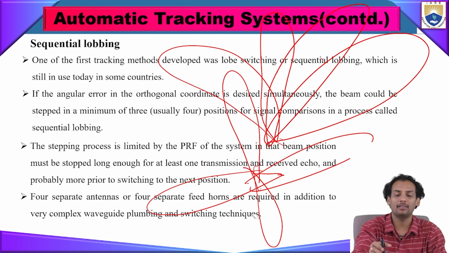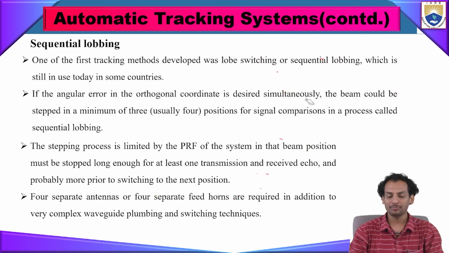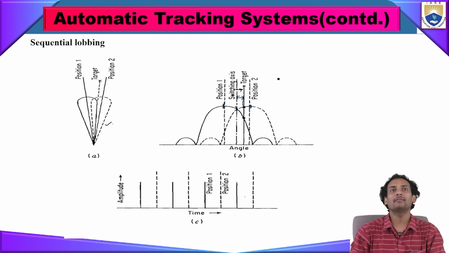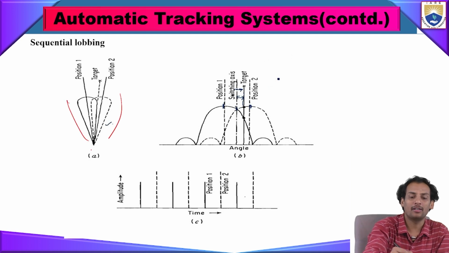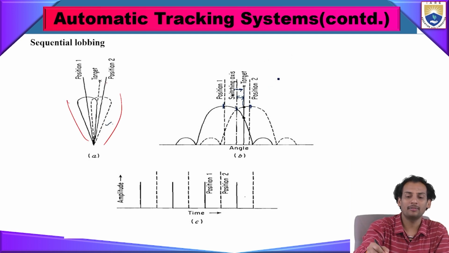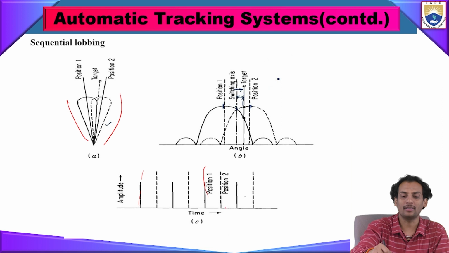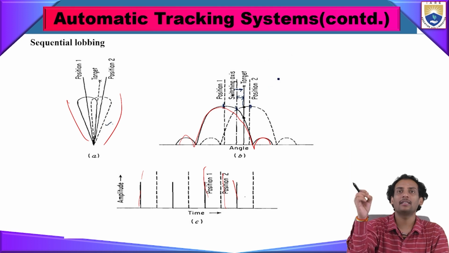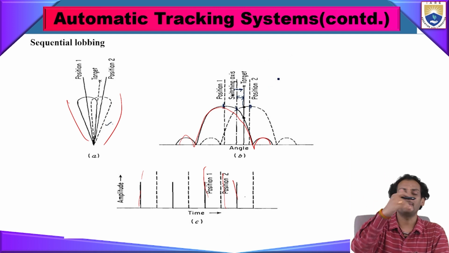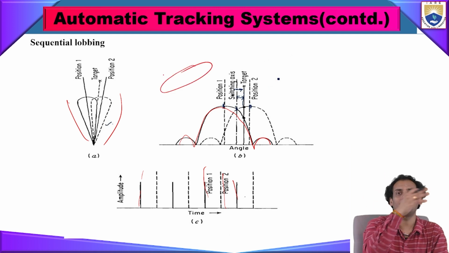So you see here the sequential lobing positioning, how it will be. The position is like that, with four axis positions, and the amplitude and positioning are given here. The lobes have been created like that. If it is creating signals in this type of pattern, it will automatically get the signal and get the target if it is in range.